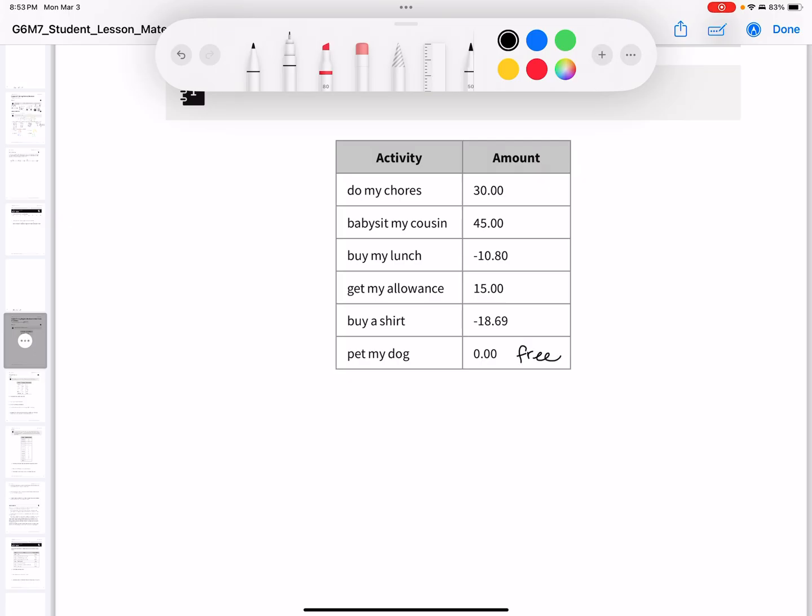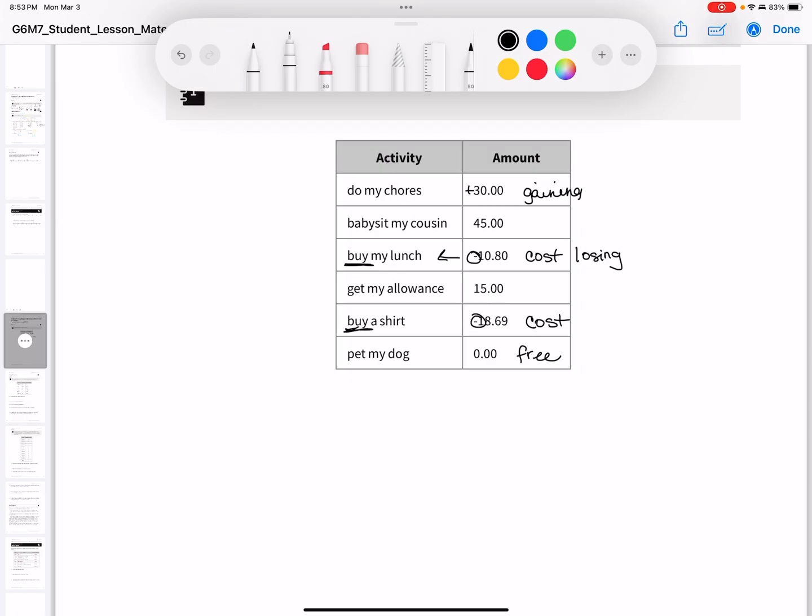Okay, so what do you notice? Well, I notice that when you buy something, it's a negative number. That means that when you buy your lunch, it's actually costing you money, right? When you buy a shirt, it's costing you money. When you do your chores, you get to add money, so you're gaining money. You're not losing it, right? To buy something, you're losing money.